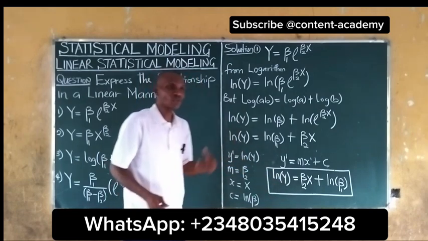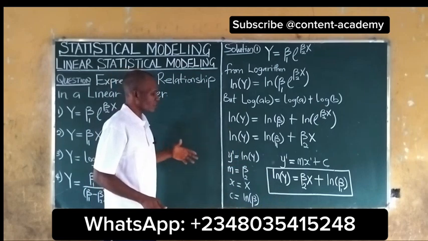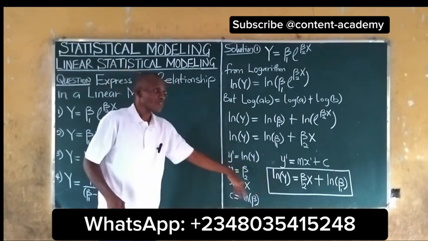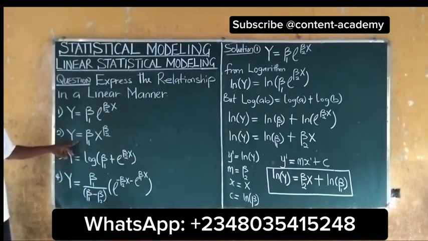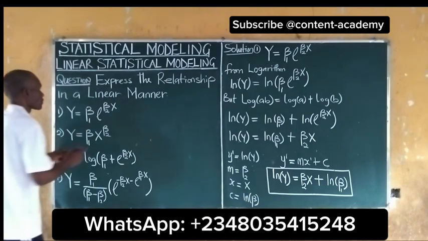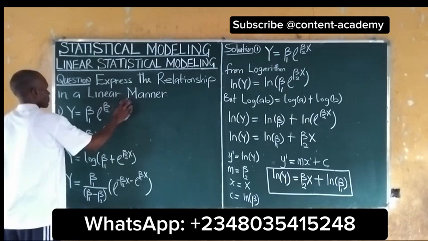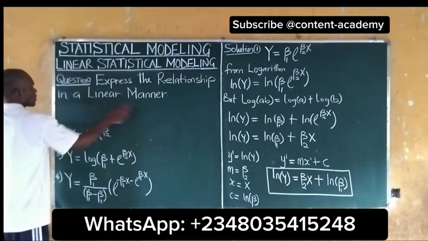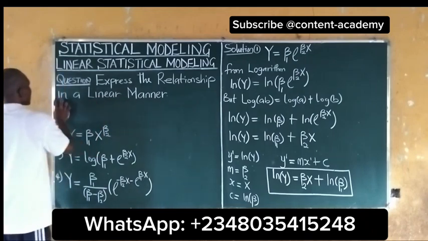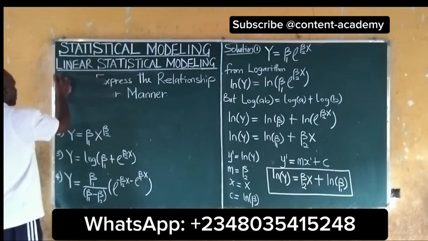So we'll check number 2 to see if it can still be written in this pattern. We have our number 2 to be this. So what we need to do is to clean this part of the board first. We said we should express in linear manner. So let's clean this part.